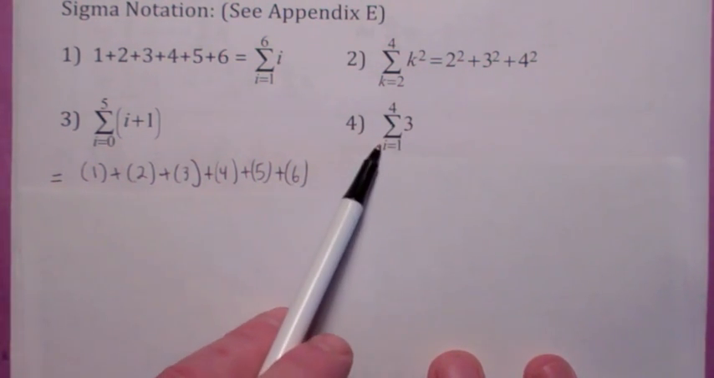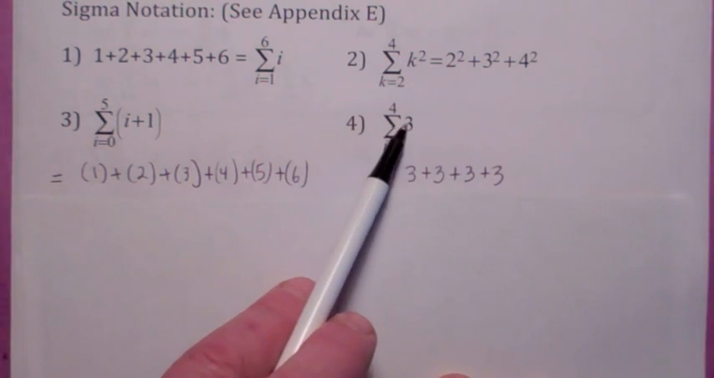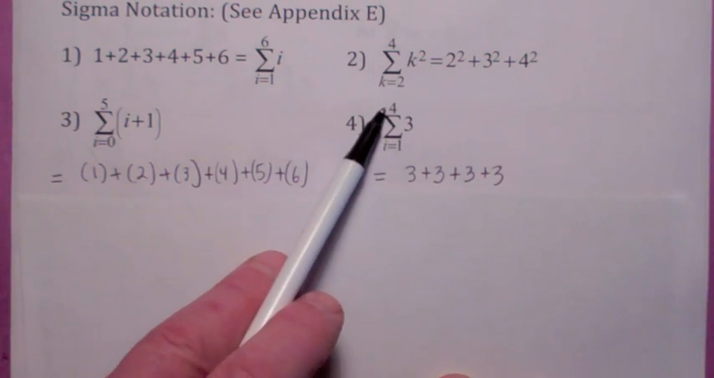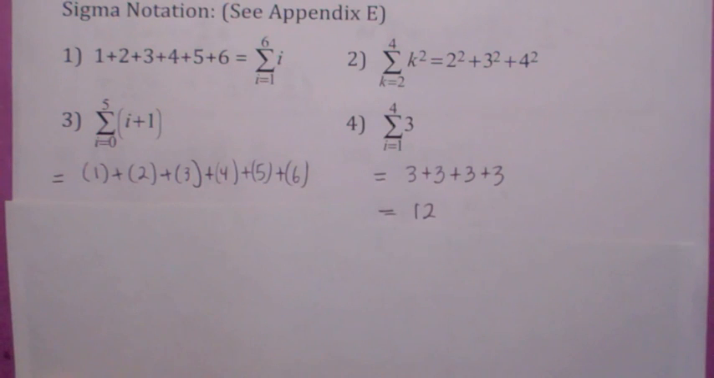Look at this. i equals 1 to 4 of 3. So when i equals 1, you get 3. You're adding it. Now i is 2, you get 3. See how this stays the same each time? So the last one is i equals 4. And you still are adding 3 to itself. So that's a fancy way of writing 12, isn't it?